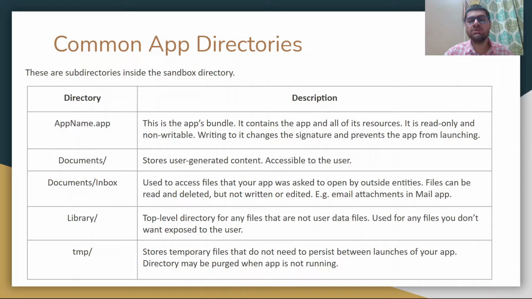Document/inbox are used to access files that the app was asked to open by outside entities. If we take the examples of email attachments, then these email attachments were sent by outside and they were not generated within the app. Library directory contains all files that are not user data files. They're not even accessible to the user.